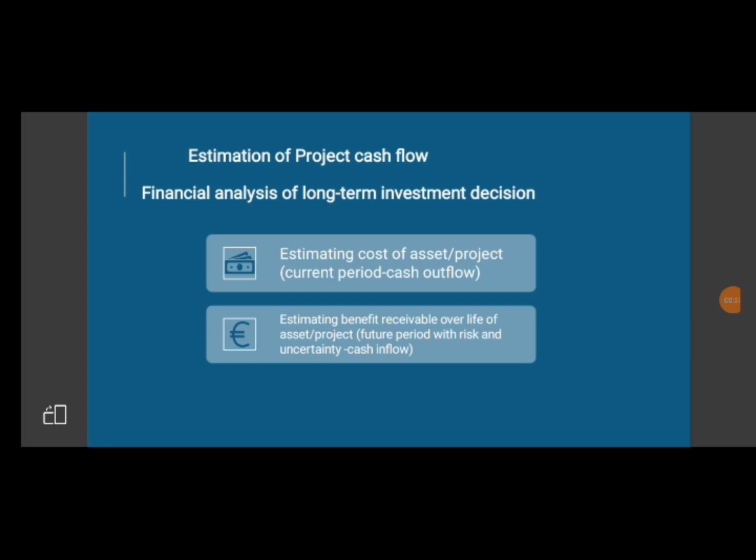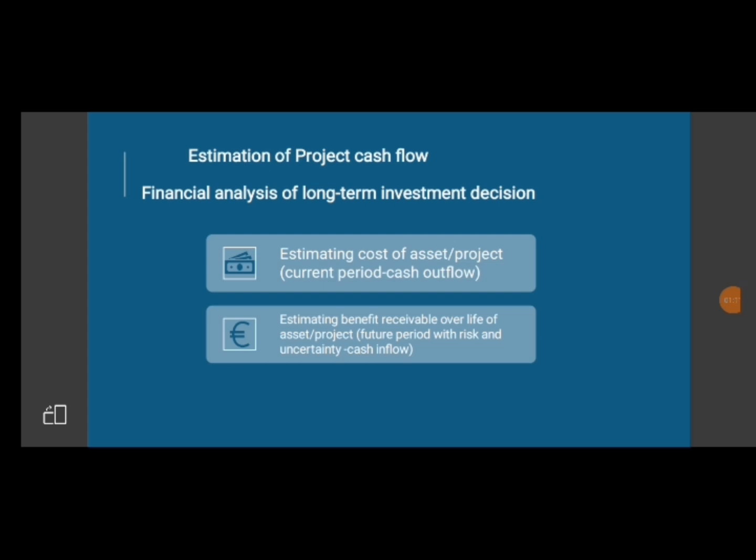While financially analyzing a long-term investment decision, it involves estimation of the cost of the asset and estimation of the benefit receivable. What is estimation of the cost of an asset or project? It involves determining the expected cash expenditure that will be incurred if the project is selected. It will occur only in the current period, hence it is represented as cash outflows.